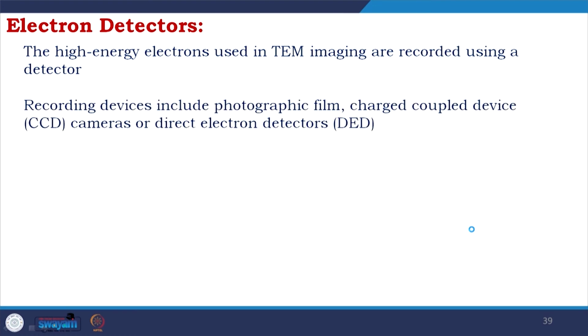Recording devices include photographic film, charge coupled device cameras, or direct electron detectors. The photographic film and the CCDs we have already discussed when we were discussing X-ray crystallography detection, and they are the same, but direct electron detectors are something new.